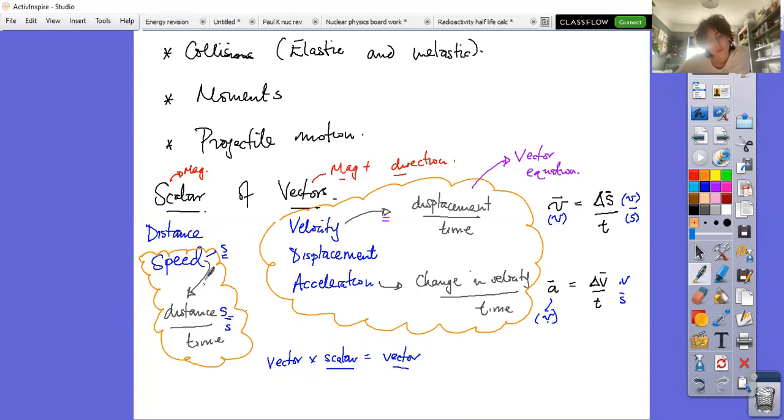So that's another way, in case you're given something a bit strange and you're not sure: you ask the question, is this a vector or is it a scalar? Just as an example, momentum. Momentum is mass times velocity. Mass is a scalar. Velocity is a vector. A scalar times a vector will always result in a vector. So momentum must be a vector.